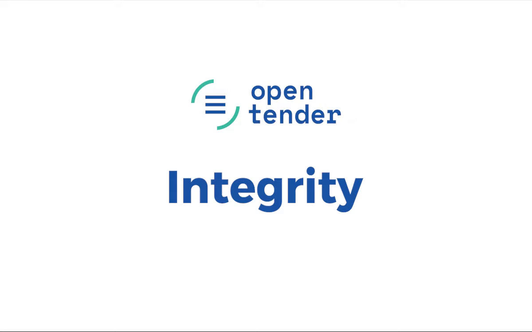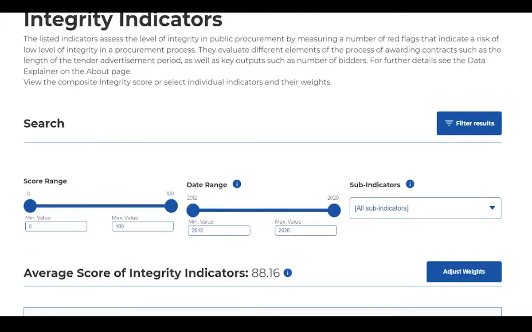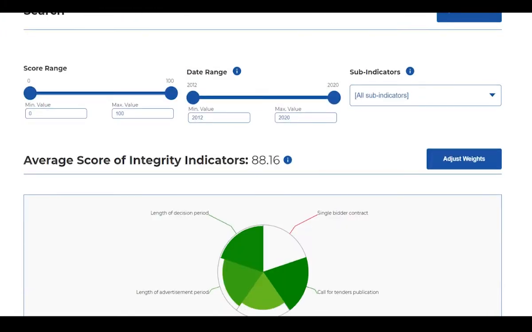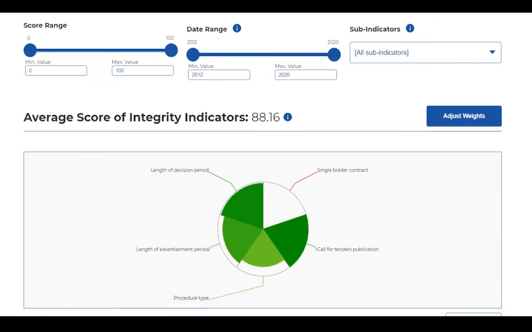On the integrity dashboard, you can use our red flag indicators to assess whether the procurement process has been carried out according to high standards of integrity or not. Note that these indicators do not tell us for sure whether a process was corrupt or not, but they tell us about the prevalence of risks that are often associated with corruption. So they're a good starting point for further investigation.